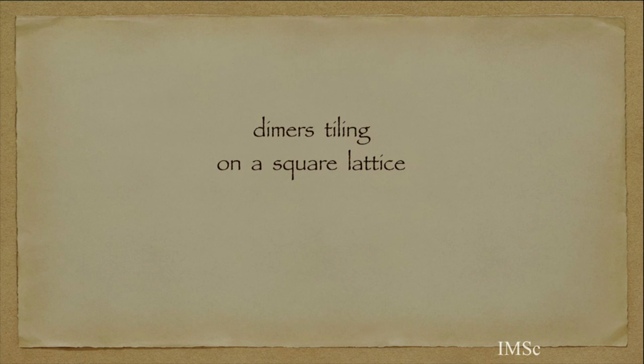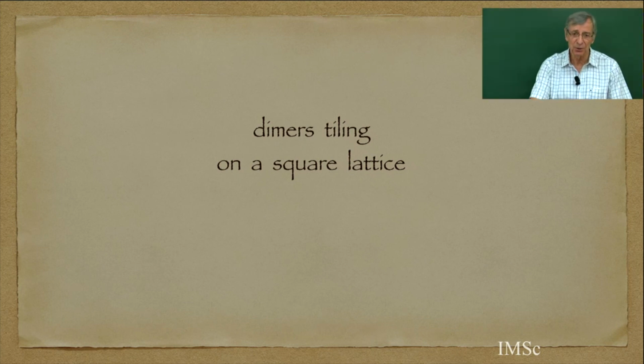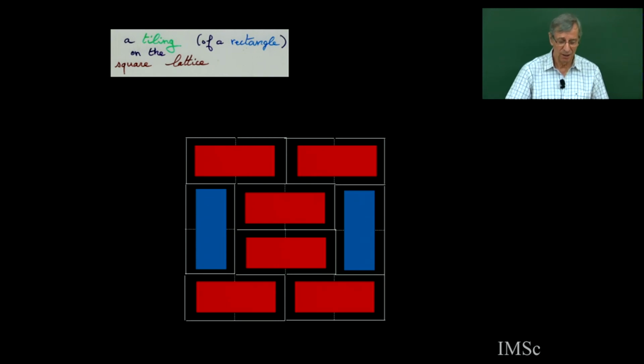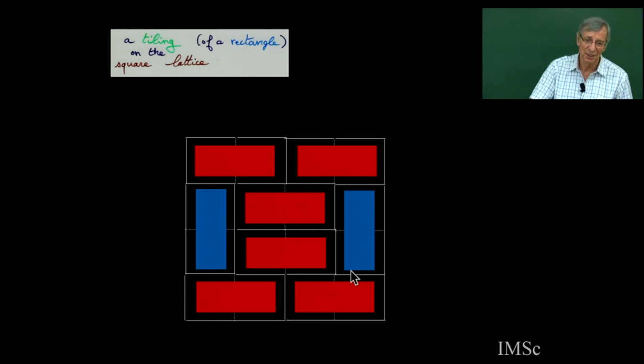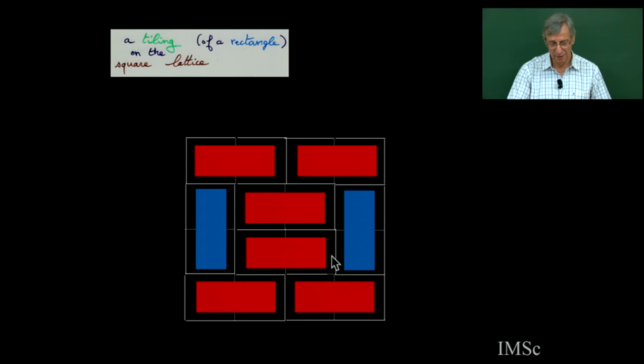Now we can go to the square lattice. On the square lattice you can also tile a rectangle with dimers, horizontal dimers or vertical dimers. This is a well-known problem in physics. In the solution of the Ising model, there is an explicit formula for the number of tilings of a rectangle. It is a very complicated formula, but there is also a bijective proof of it.